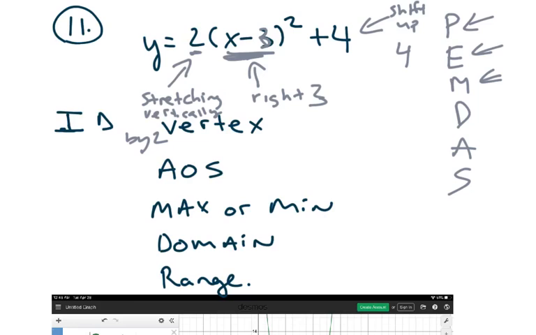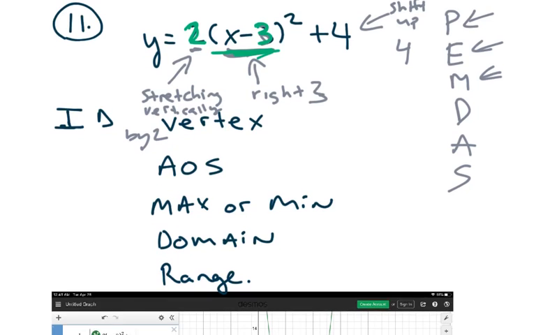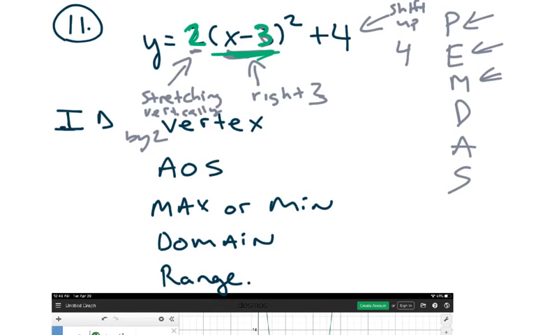So, again, just to rehash, 2 represents the vertical stretch. 3, it's negative 3, which means it's the opposite effect. So we're going to the right 3. If it's related to x, it's always the opposite. And on the outside, we have a 4, which means we should be shifting up 4.